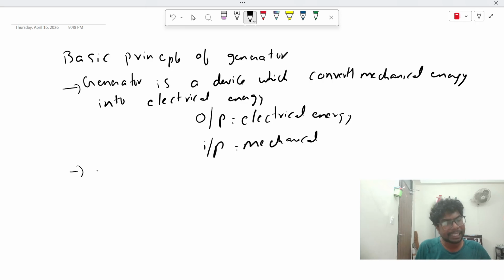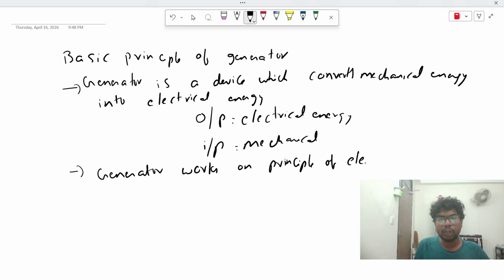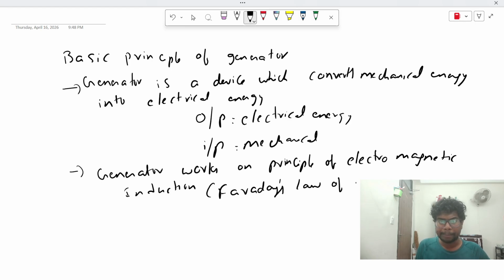The generator works on the principle of electromagnetic induction, or people will say Faraday's law of electromagnetic induction. That means first you understand that a generator works on the principle of Faraday's law of electromagnetic induction.